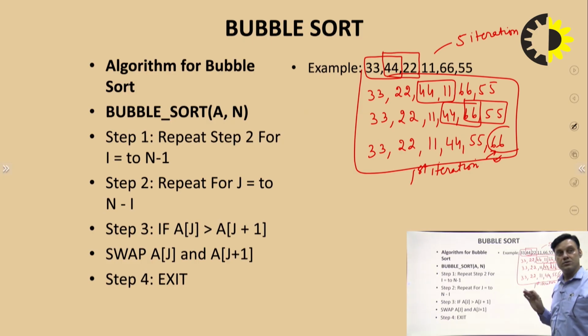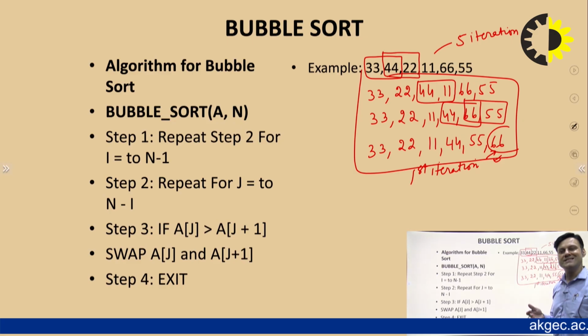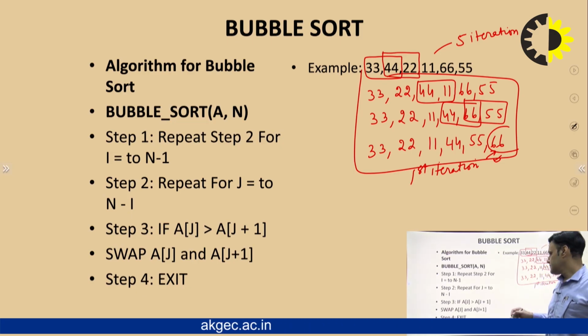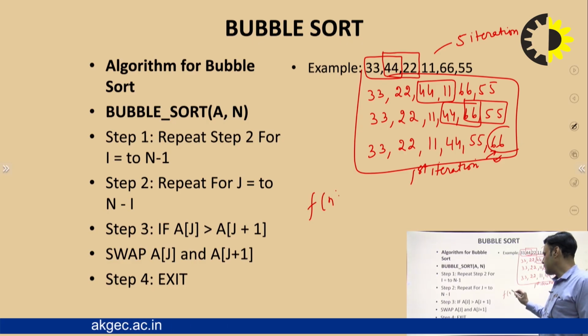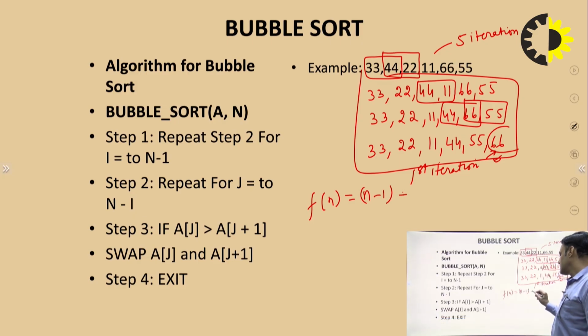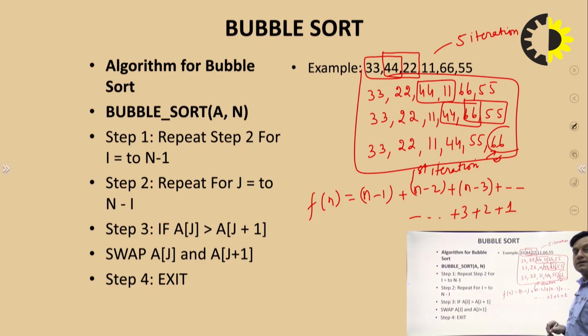Now, in the same manner, we have seen that in selection sort and bubble sort, the size of the list is decreasing after each iteration, right? So if I find the complexity, I will find it like this: n minus 1. Now the list keeps decreasing, n minus 2, n minus 3, and so on, plus 3 plus 2 plus 1. Now we know that this is the series sum of natural numbers.